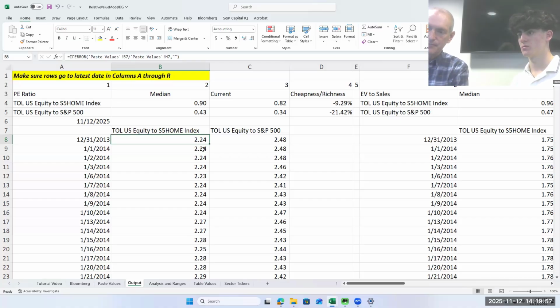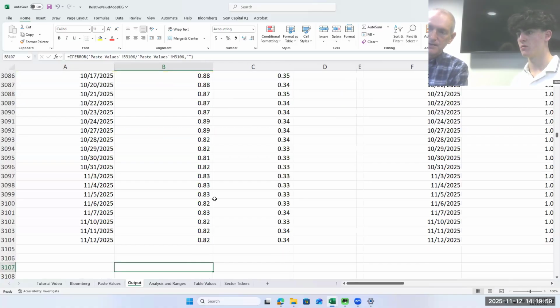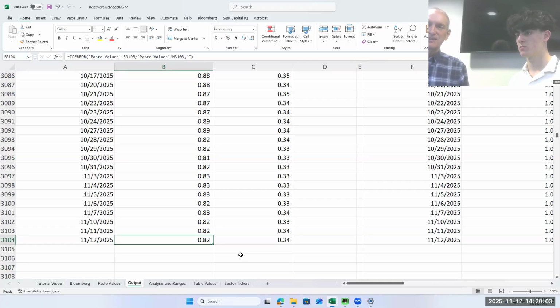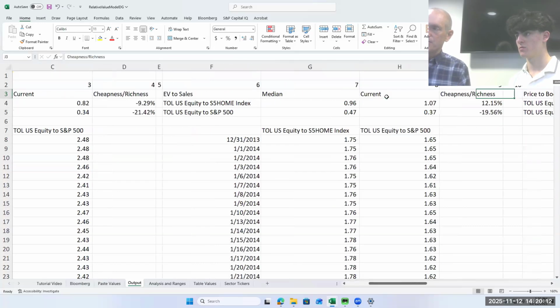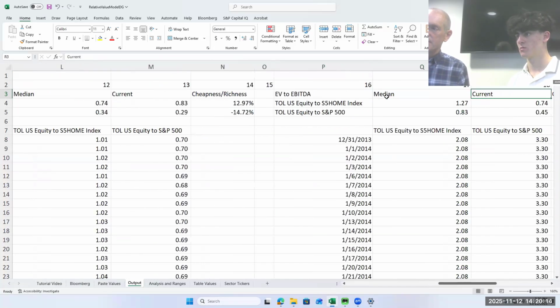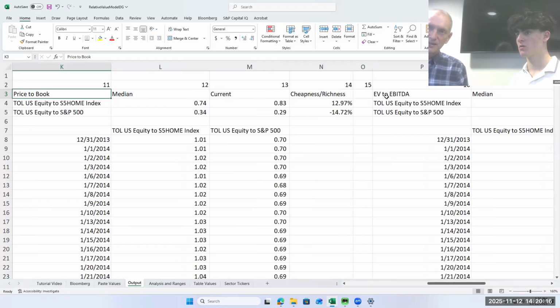But if you go to today, if I do control down, they're cheaper. They're actually 18% cheaper than industry. That says, man, this might be a great stock to buy, right? They're trading really cheap. The question is, do you use the PE ratio, EV to sales, price to book, or EV to EBITDA? For Toll, I would probably use either price to book or EV to EBITDA.